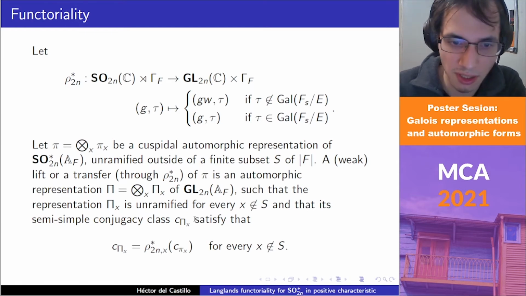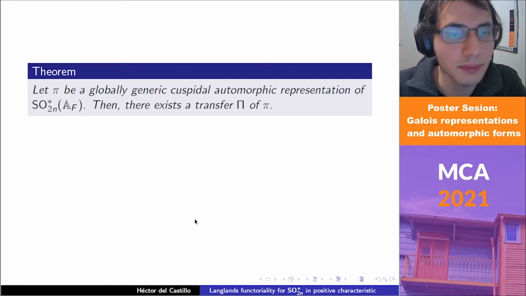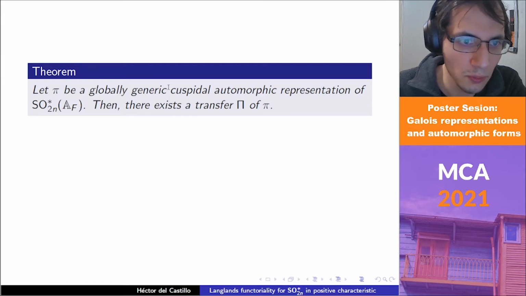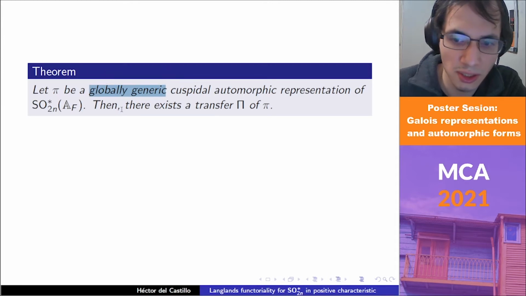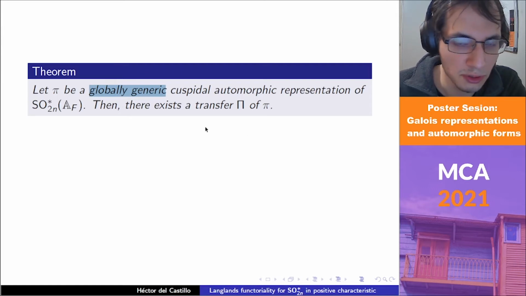Now we are ready to state the first result of the poster. Let pi be a globally generic cuspidal automorphic representation of SO2n star AF. Then there exists a transfer big pi of pi. In this theorem, we assume this condition of being globally generic. That means that some Fourier coefficient doesn't vanish. Okay, this hypothesis will be crucial. We will see later where we use this hypothesis.